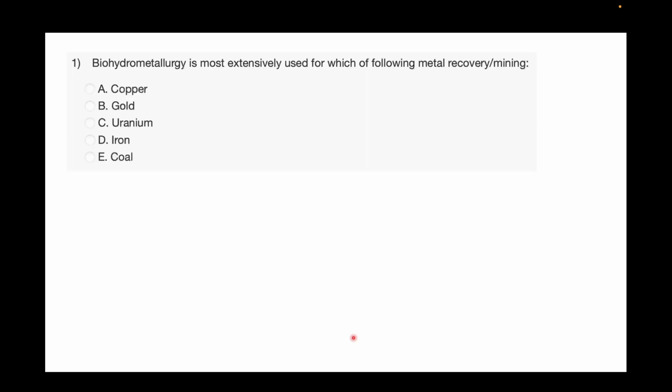Okay, I will visit this question in a minute. Think about it. It's an easy question. Biohydrometallurgy most extensively used for which metal recovery?